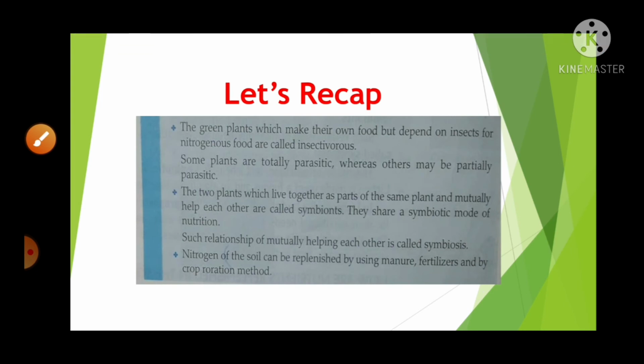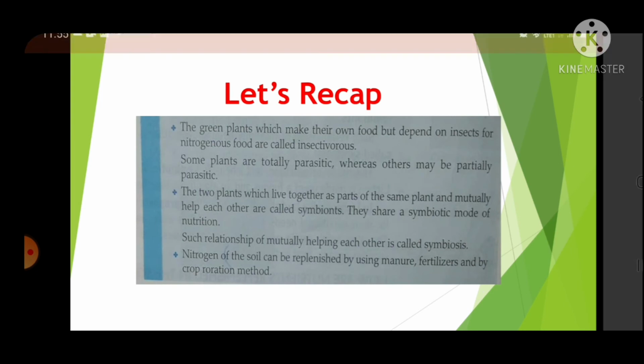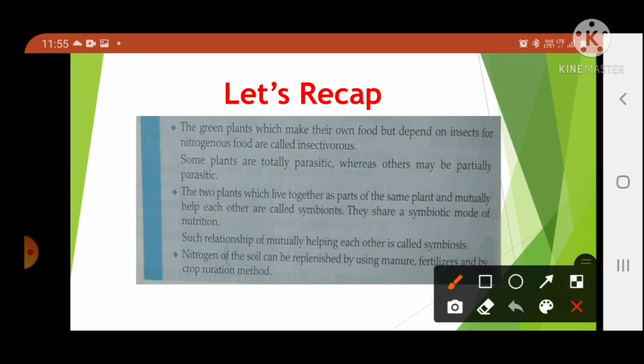Now let's recap what we read today. Now we know the green plants which make their own food but depend on insects for nitrogenous food are called insectivorous. Some plants are totally parasitic whereas others may be partially parasitic. The two plants which live together as part of the same plant and mutually help each other are called symbionts. They share a symbiotic mode of nutrition. Such a relationship of mutually helping each other is called symbiosis.